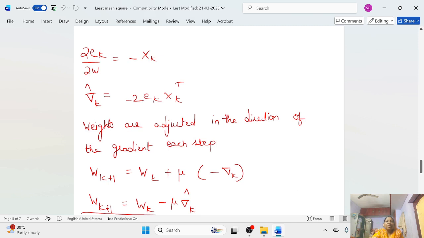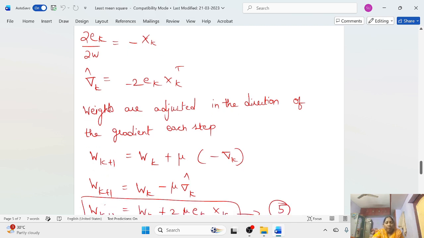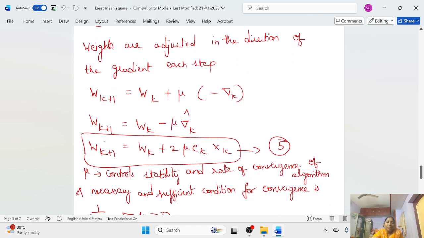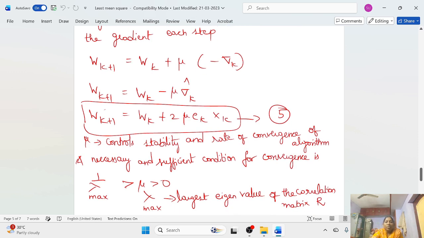Now the weights are adjusted in the direction of the gradient at each step. The new weight Wk plus 1 is equal to the old weight Wk plus nu into minus delta K cap, which is nothing but this expression. Substituting it here, we get the new weight as the old weight Wk plus 2 nu Ek Xk, where nu is the learning rate parameter, Ek is the error signal, and Xk is the input signal. Nu also controls the stability and rate of convergence of the algorithm. So this is the LMS adaptation algorithm.